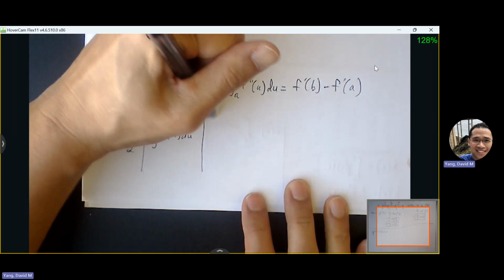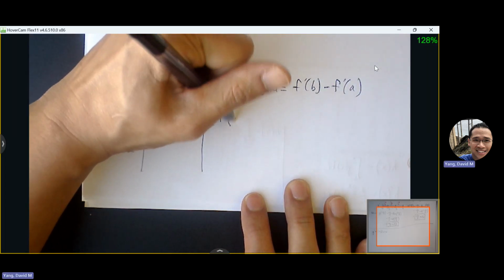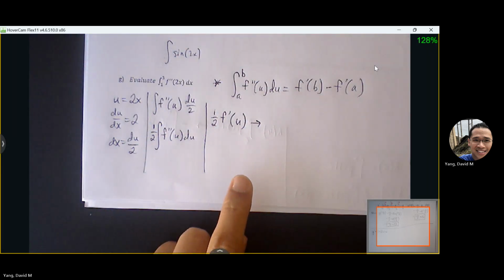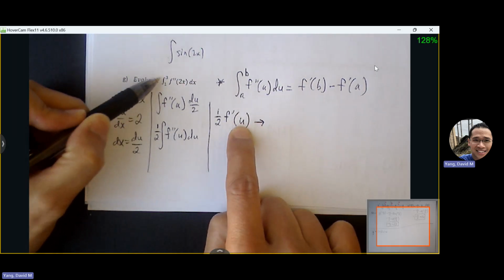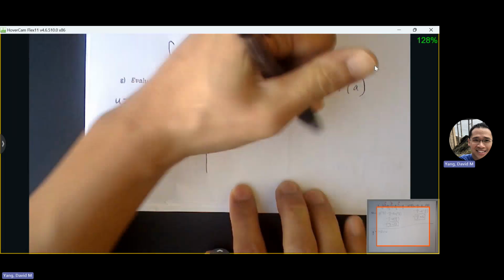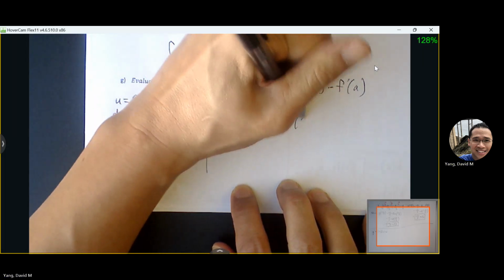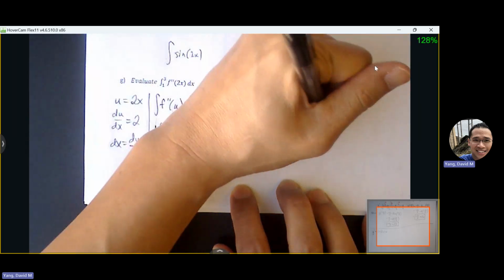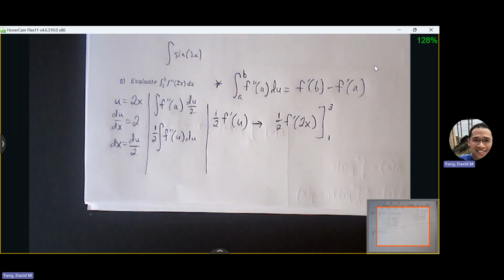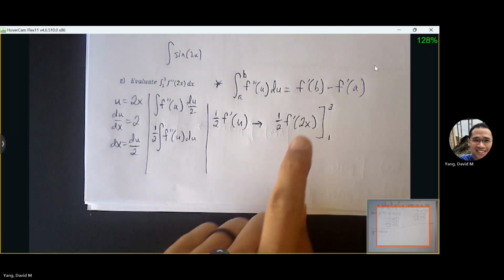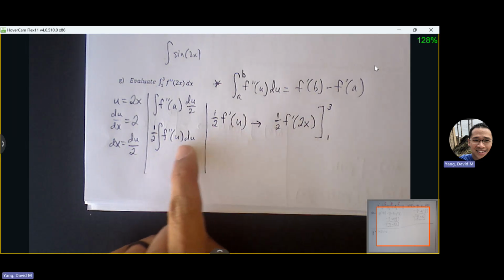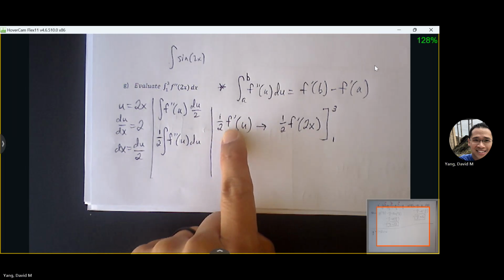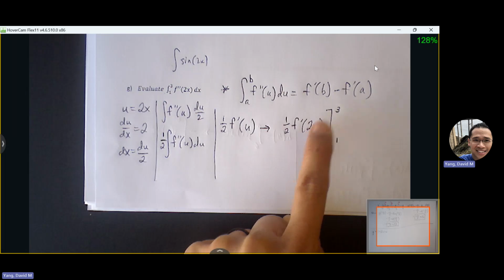We can go through the first theorem. 1/2 f prime of u. But right now, it's still incompatible, right? We have the antiderivative, but our bound is in terms of x, but our antiderivative is in terms of u. So I would bring the x back in and then plug in your upper and lower bound. Okay, we made it go through the calculus procedure here, antiderivative. And then now we can plug in our upper and lower bound once we get our variables to match.